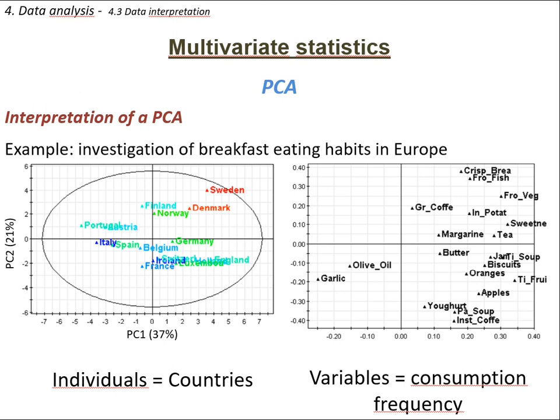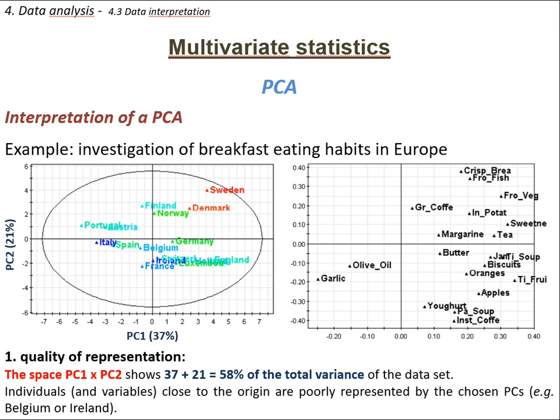And on the right graph, you can project the loading plot. And this time, on the same map, you project the initial variables, which are the foods. So the coffee, potato, butter, and so on. So this is what is expressed here concerning the space PC1, PC2, expressing 58% of the total variance.